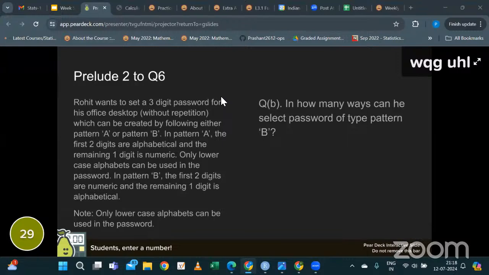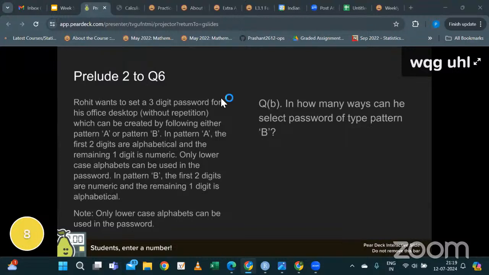Non-simultaneous, because I'm talking about either password A or password B, right? I'm not talking about while creating the password. I'm just simply mentioning whether you have to select either password A or password B. I'm not talking about the steps applicable for password A and password B together. I'm talking about what the steps will be if you want to choose either A or B, right?